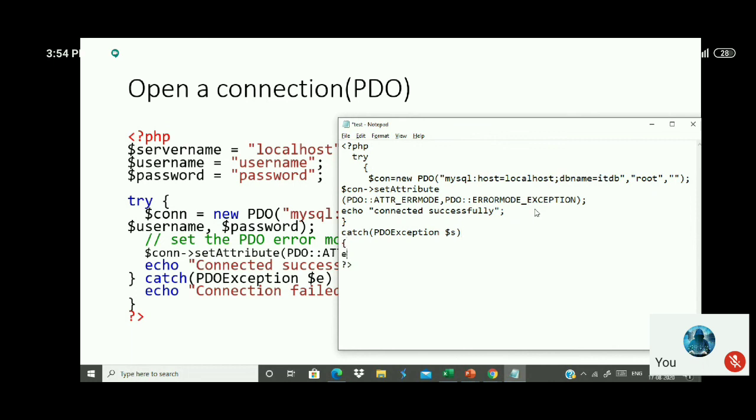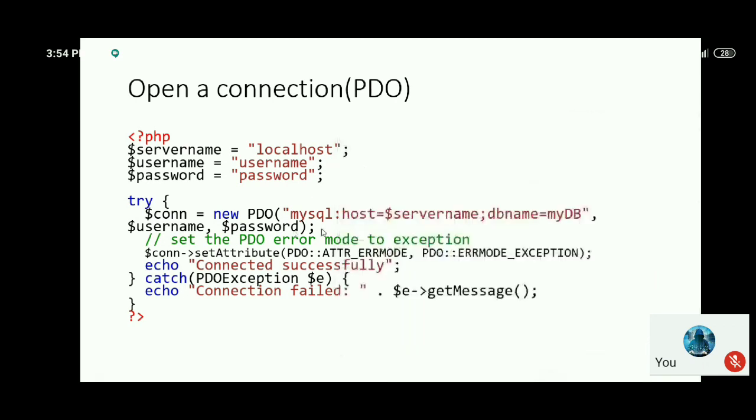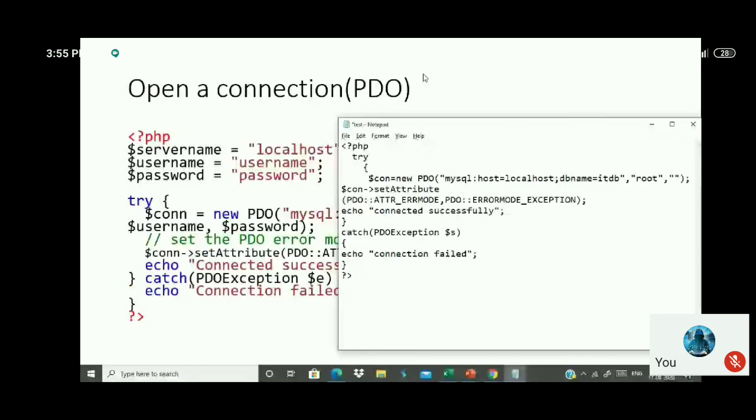Now use echo and just connection failed. You can use this connection failed over here. If you want to know for what reasons the connection is not established, then you can use this $s and put get message over here. So obviously you will get the error for what reason the connection is not established. Now this mechanism is called the PDO mechanism for connecting with PHP database. So either you can use MySQLi data structure or PDO data structure.